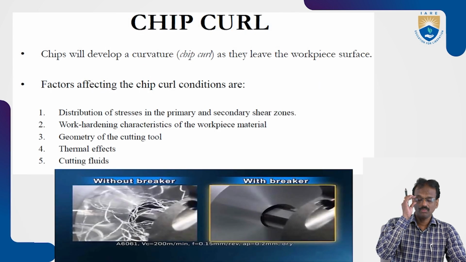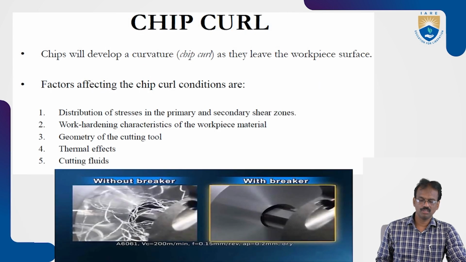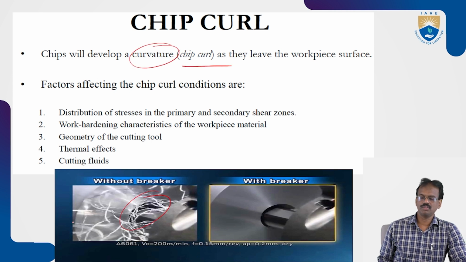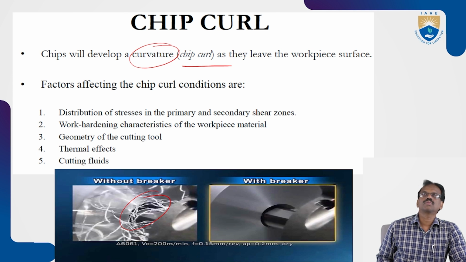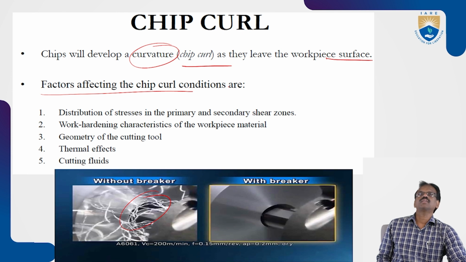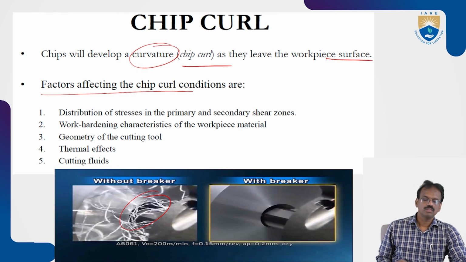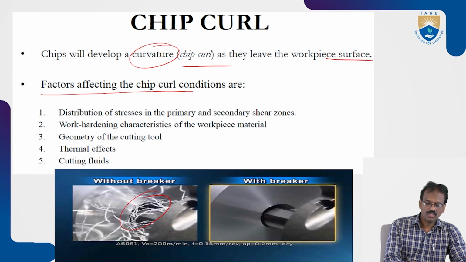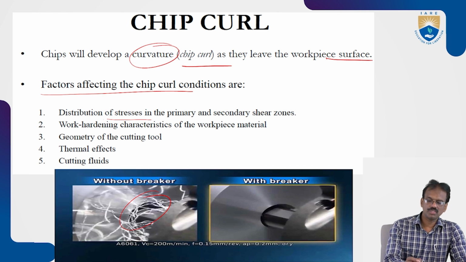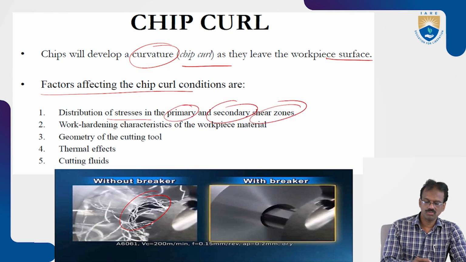Okay. So you'll see what the drawback of continuous chip formation is also. We'll see chips will develop a curvature like this one, chip curvature, as they leave the workpiece surfaces. So we'll see the factors which are affecting the chip curl conditions. These continuous curling chips disturb the distribution of stresses in the primary and secondary shear zones.